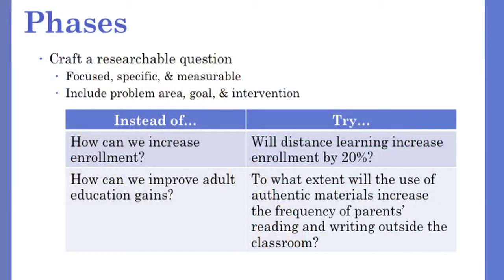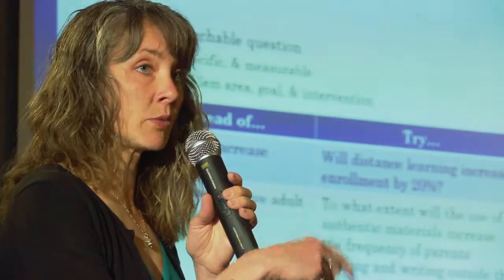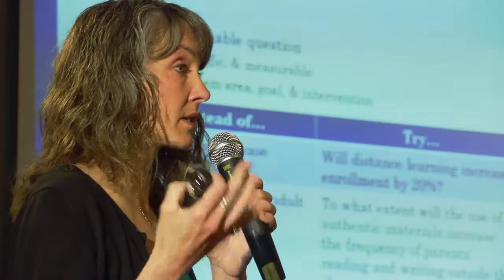So a very broad question that I wouldn't recommend is, how can we increase enrollment? A more focused one is, will distance learning increase enrollment by 20%? Similarly, a broad one would be, how can we improve adult education gains? A better question is, to what extent will the use of authentic materials increase the frequency of parents reading and writing outside the classroom? So the ones on the right-hand column are much more focused. They're questions that you can actually answer with data.